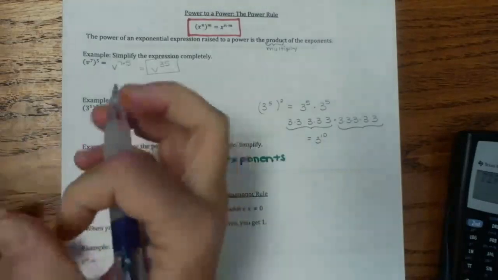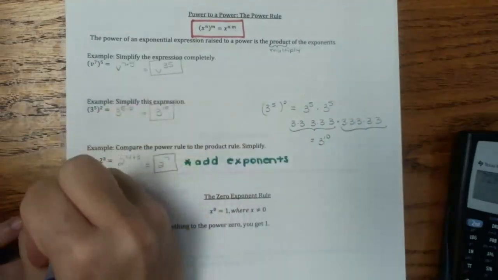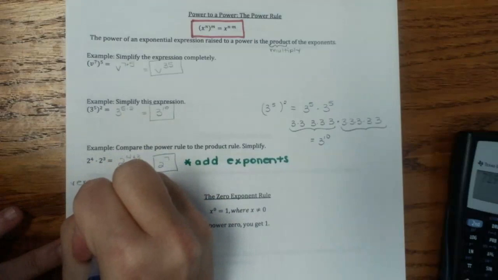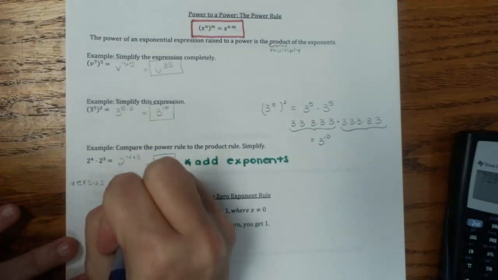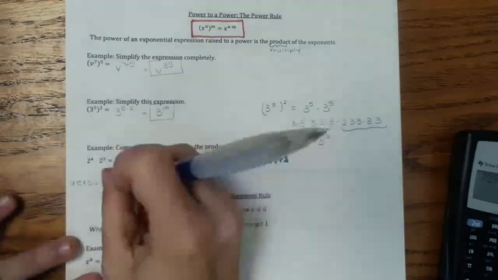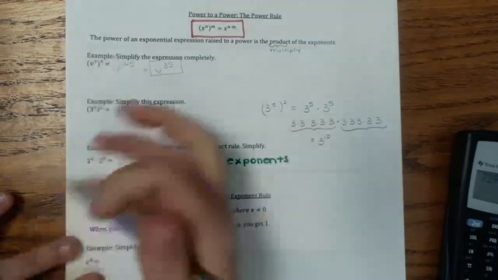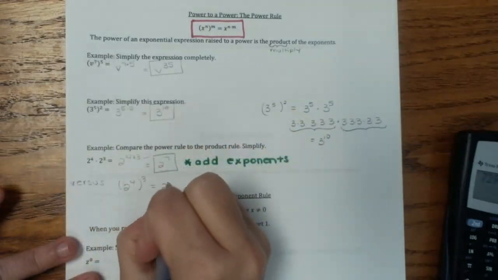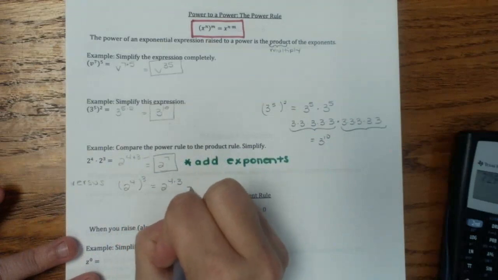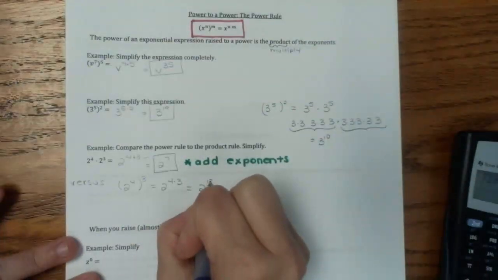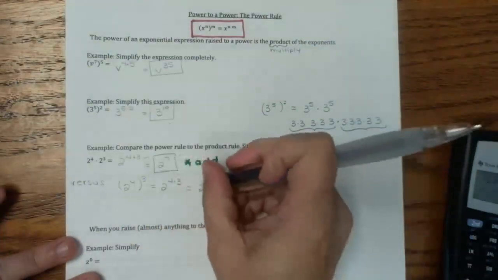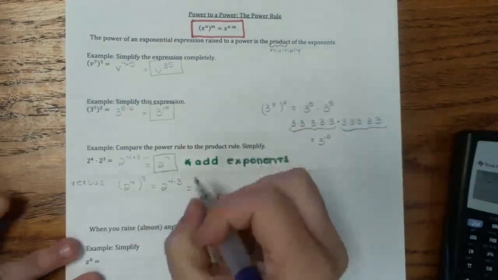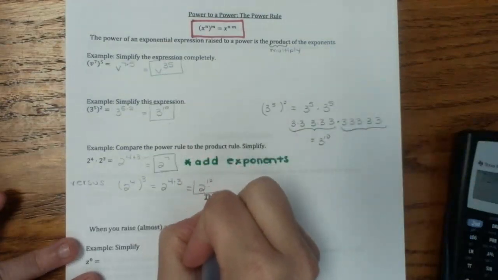Versus, let's go ahead and do this here. 2 to the 4th cubed. Now I have one base 2, a power to a power. Here's where you multiply: 2 to the power of 4 times 3. So this would give you 2 to the 12th. So here's where you multiply exponents.